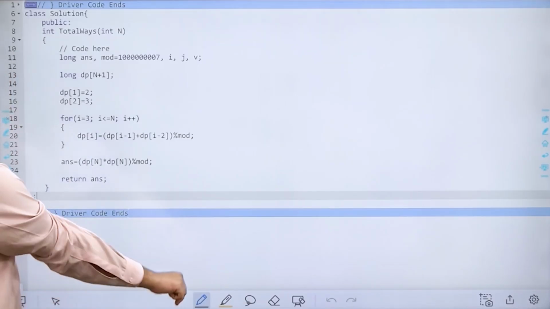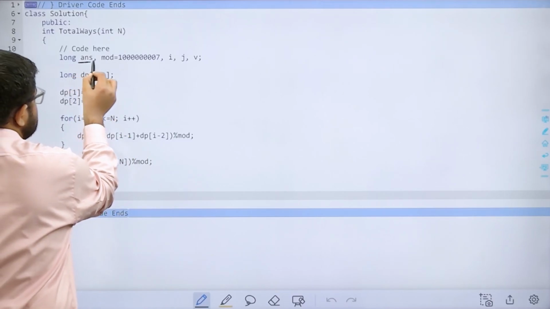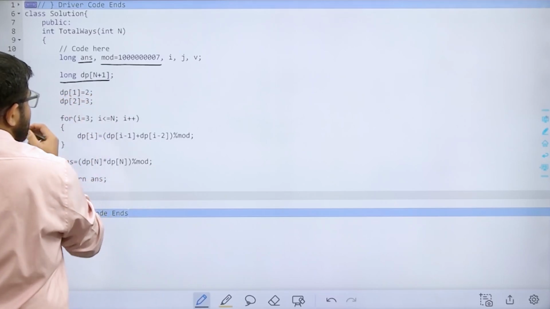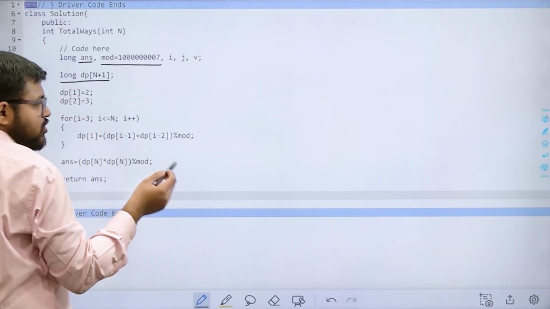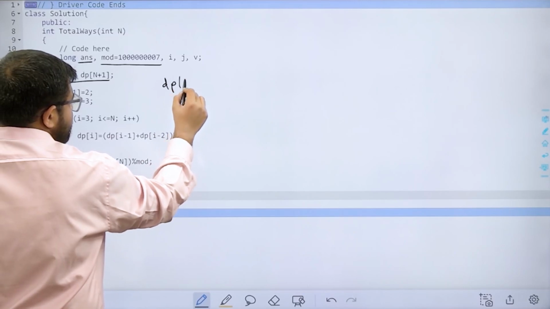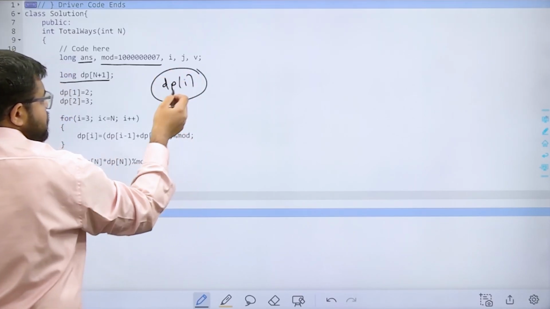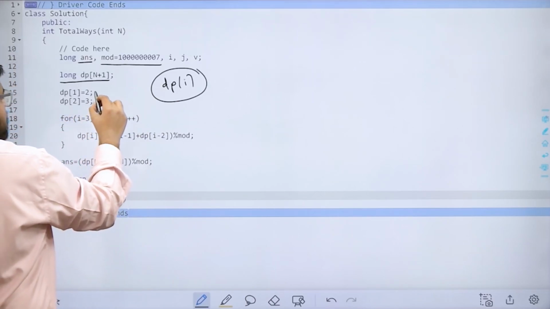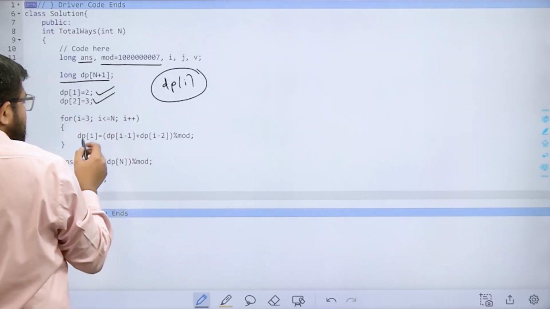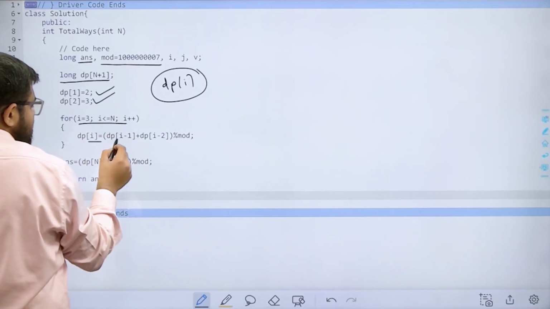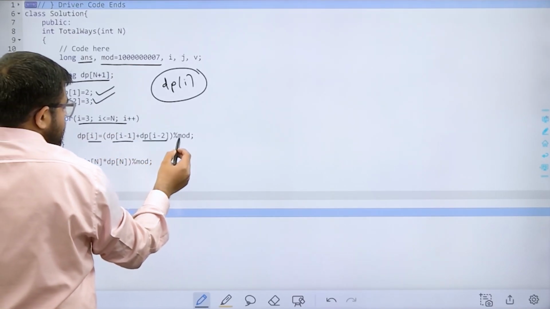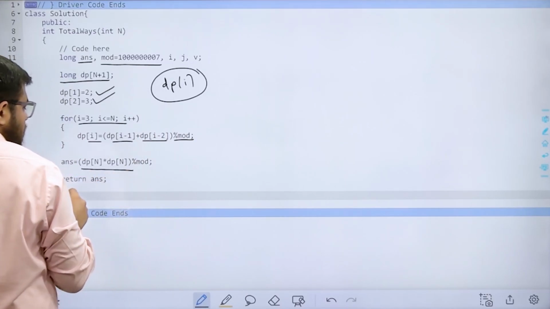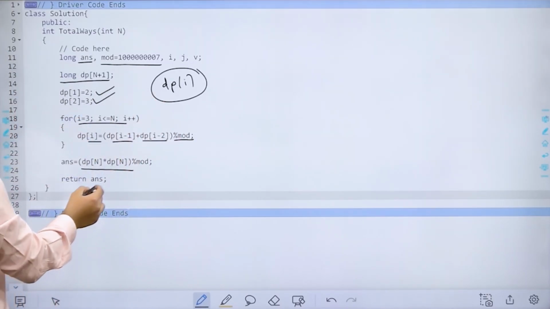If I look at the actual implementation, I have taken one answer variable, I have taken mod 10 to the power 9 plus 7, and then some variables. I have taken one dp table, that is nothing but the number of ways. So dp of I will be the number of ways to construct buildings on one side of the road if you have I plots. dp of 1 is 2, dp of 2 is 3, and then from 3 onwards dp of I will be equal to dp of I minus 1 plus dp of I minus 2 modulo mod, and finally we will return dp of n square, because there are plots on both sides of the road.